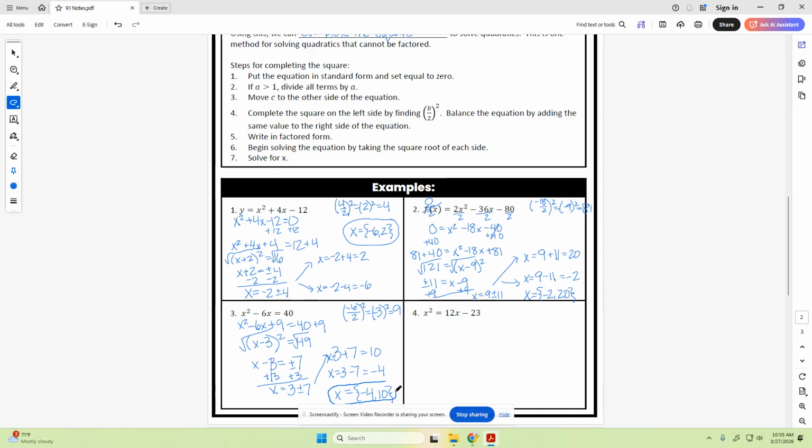So all of these worked out very nicely. Our b values were even so that we didn't deal with any fractions. Even when there was an a value, like in example 2, all of both b and c divided evenly by that.